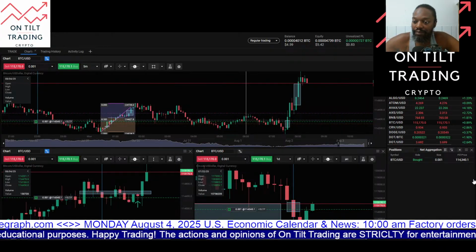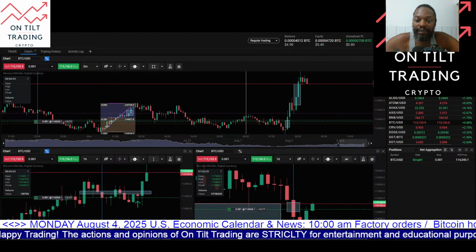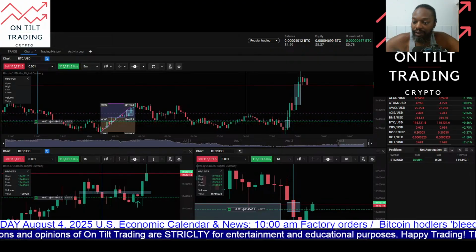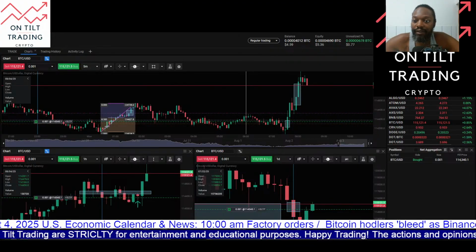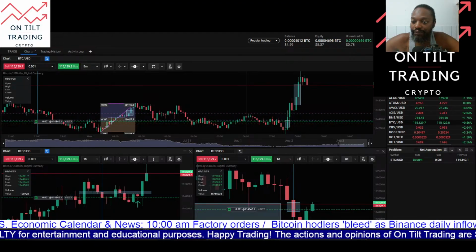But as you can see, price still consolidating here in this area, getting some sell side delivery now, 115.120.